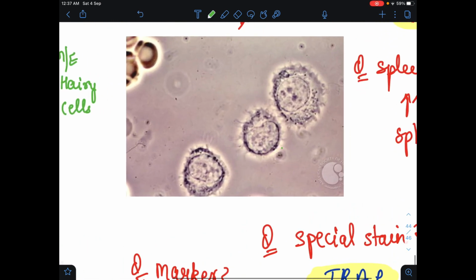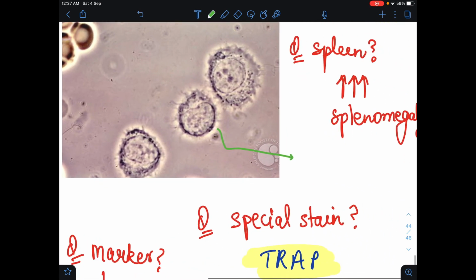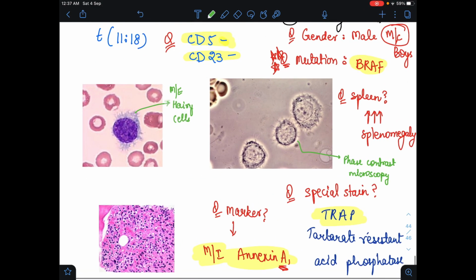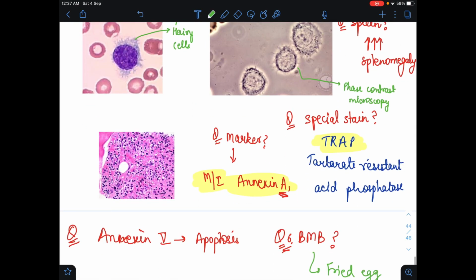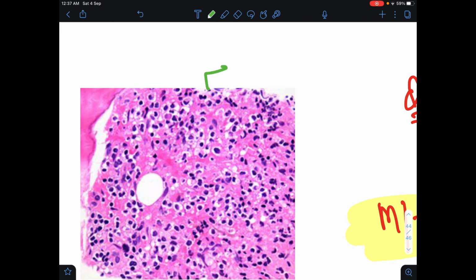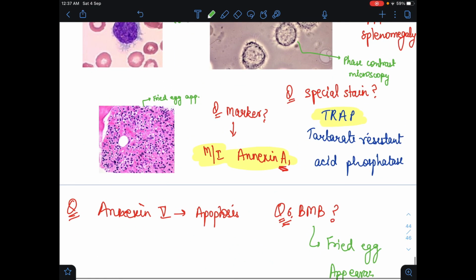Now on phase contrast microscopy we also see this. This is phase contrast microscopy. Also we find the hairy cell projections coming out, and in this image it looks like a fried egg appearance. So fried egg appearance is seen in hairy cell leukemia. So this is all about hairy cell leukemia.